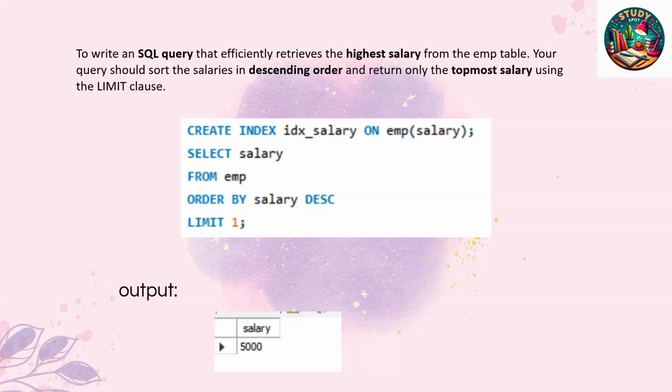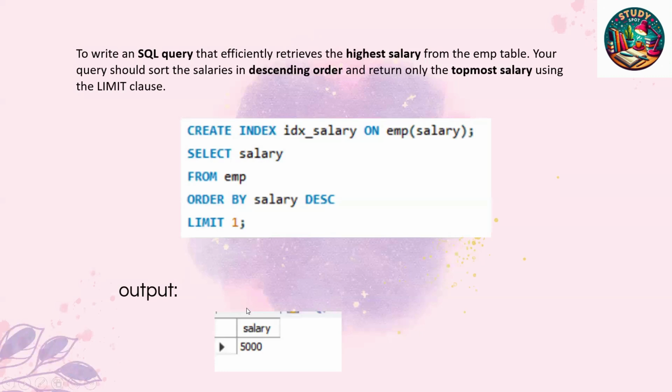The purpose of the index is that it improves query performance when searching, sorting or filtering based on the salary column. It helps speed up ORDER BY and WHERE operations on salary values. Next I am selecting the salary. The ORDER BY clause with DESC sorts the salary values in descending order, meaning the highest salary appears first. LIMIT 1 retrieves only the highest salary from the employee table.